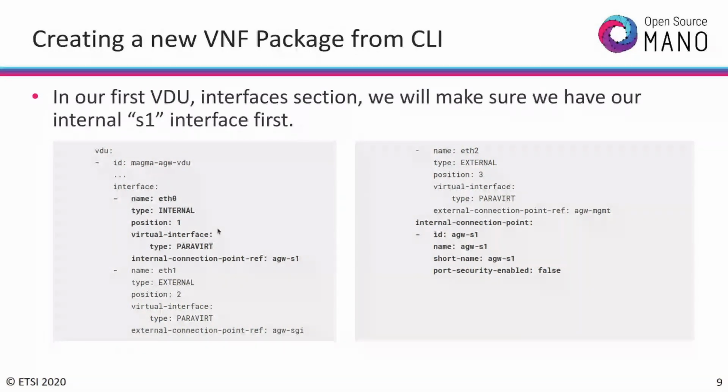External connection points are modeled differently. We don't define the external connection point in the VDU, but at the global level. This position attribute here will make sure that this interface is created first in the virtual machine.